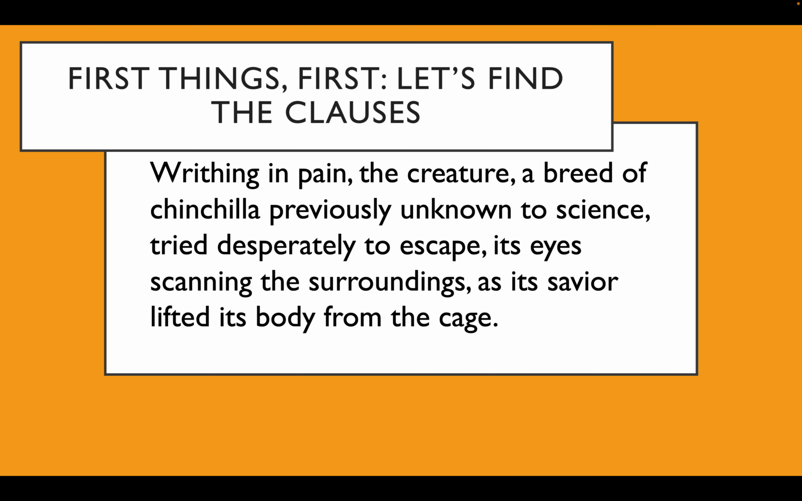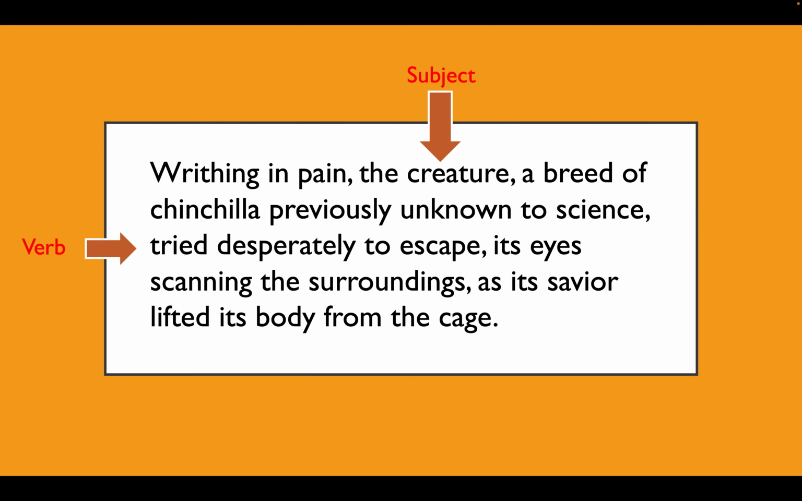We're looking for where are the actual clauses. So there's a lot of moving parts. There's a lot of nouns that could be subjects, but the actual clauses are here with creature tried. That's our first clause. And then savior lifted. Those are the two clauses in the sentence. So what kind of clauses are they?